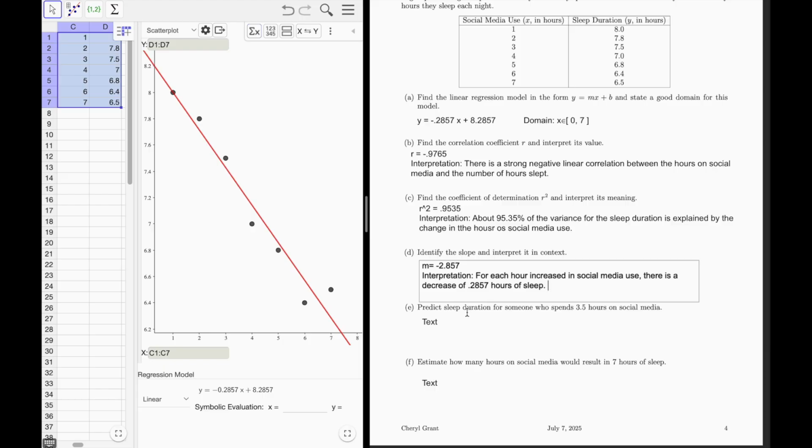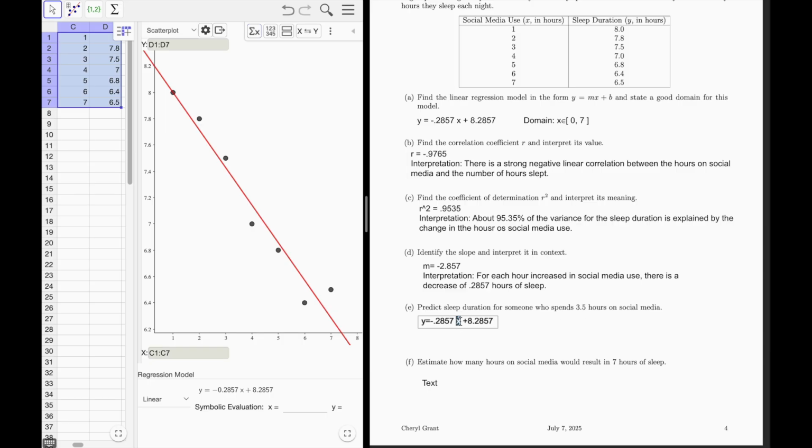Now, in part E, it says, predict sleep duration for someone who spends 3.5 hours on social media. So this is where we're going to use our model to figure this out. So our equation is y equals negative 0.2857, and then we have our x, plus our y-intercept, which is 8.2857. Now, what does this 3.5 represent, and what are we trying to find? We're trying to predict the sleep duration, so we're trying to find the value of y, that's our sleep duration, given the number of hours on social media. So we're given 3.5, that's our value of x. So we're given the value of x, and we're trying to find the value of y.